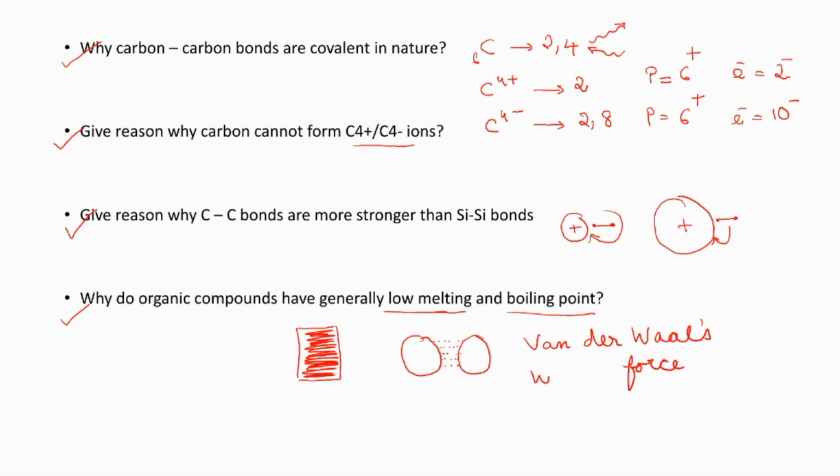This is a very weak force of attraction. Because of that, at very low temperature, what will happen? The force of attraction between the carbon compounds will be broken down, and easily they will get converted into liquid and gaseous state. That is the reason I said in the last video also, organic compounds are highly volatile. In the same way, whatever we are learning will also be highly volatile from memory. So what we need to do, we will have to write and learn.